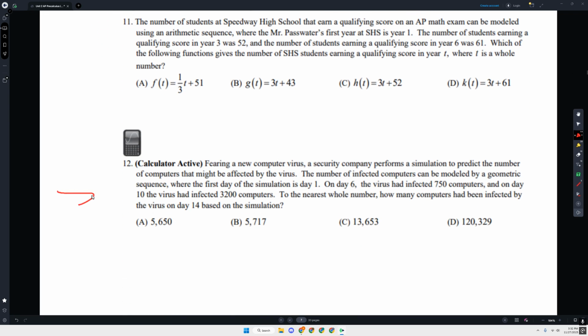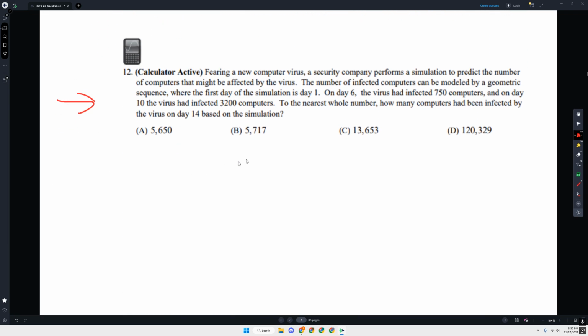We'll do this one, the calculator active one, because this is just a linear function. So, we'll try 12. And this is calculator active because you're going to need a calculator to solve this. I'll show how to do it in Desmos after, but it says, fearing a new computer virus, day 1 is simulation day 1. On day 6, we have 750. Day 10, we had 3200. Find how many on day 14. Hint is geometric.